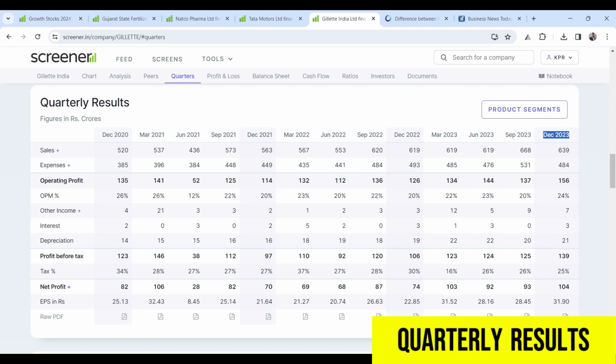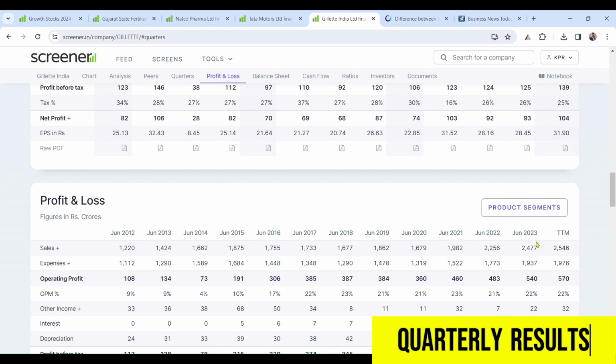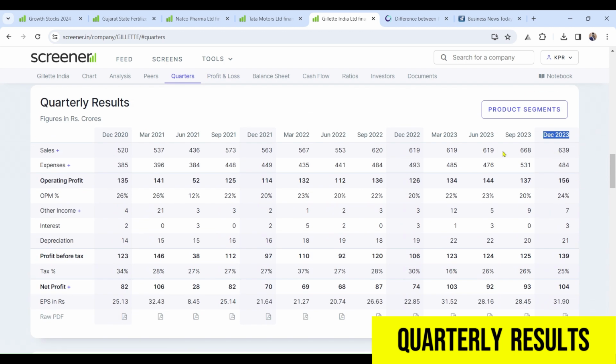And again, you sum up this June, September, December, and March quarter, all four quarters, and then publish it as a March 2024 yearly result. Okay, so this is how the quarterly result works.